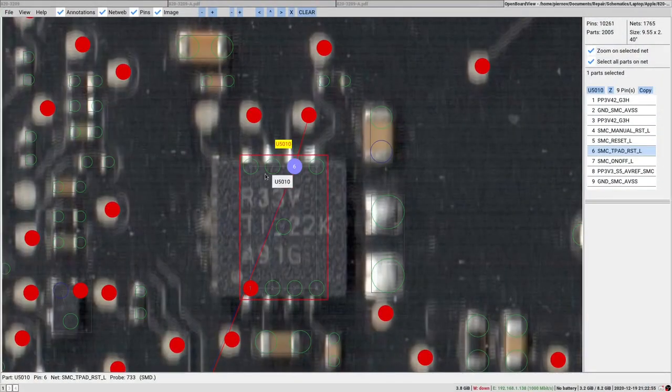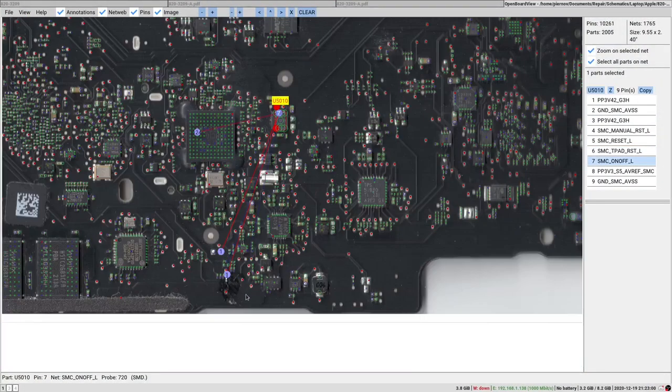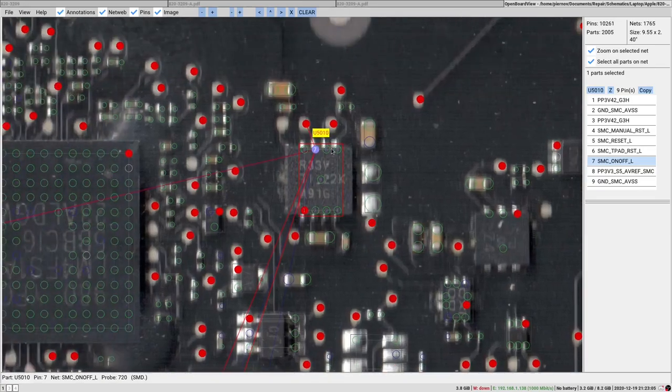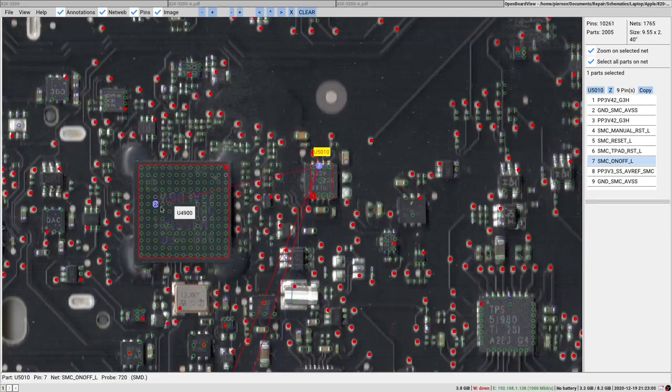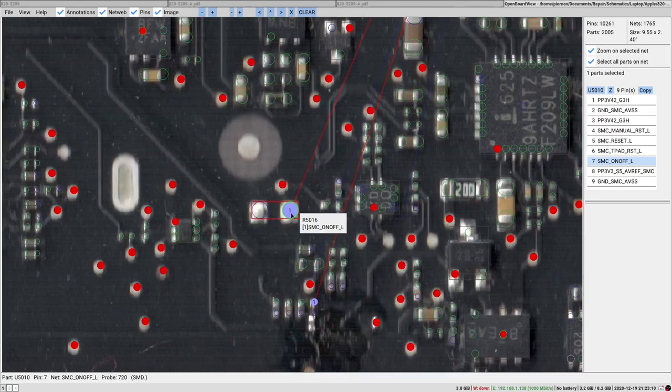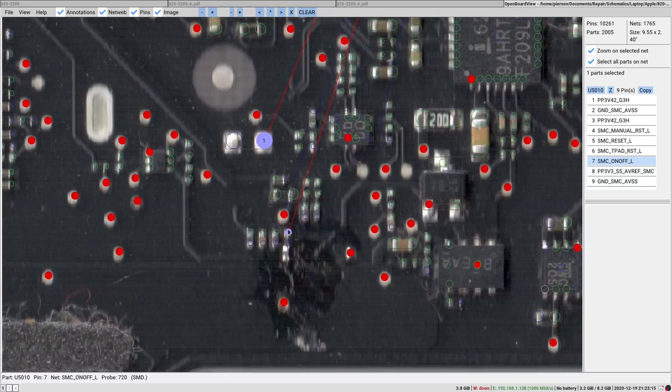So let's go back to the board view and check what connects to SMC on off L. So we have our chip right there. We have the SMC over there. We have the power on pads, that can be the problem right now. We have a capacitor here, C5734, which could be the problem.